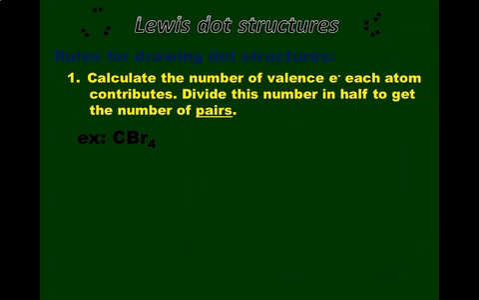We're going to use an example as we go through the rules: carbon tetrabromide, CBr4. Carbon has 4 valence electrons, and there's only one carbon. Bromine has 7, and there are 4 bromines, so that's a total of 28. So we have 28 from bromine and 4 from carbon, which gives us 32 electrons we're going to be drawing. We divide that number in half to get the number of pairs, so that gives us 16 pairs.